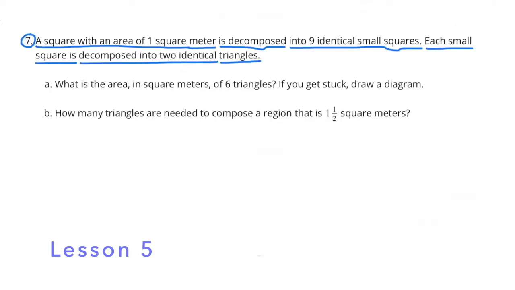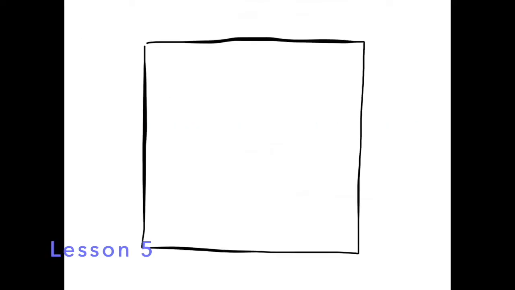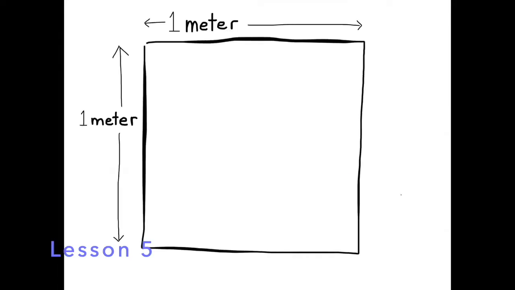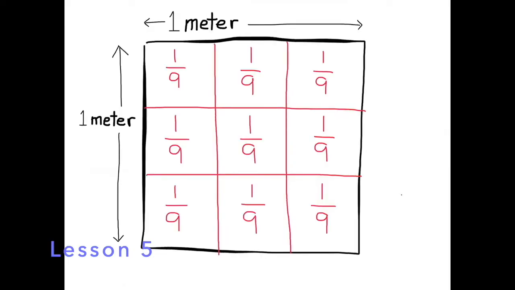Number 7. A square with an area of 1 square meter is decomposed into 9 identical small squares. Each small square is decomposed into 2 identical triangles. A. What is the area in square meters of 6 triangles? If you get stuck, draw a diagram. I'll draw a diagram and I'll start with 1 square meter. Then I'll divide it equally into 9 squares. Each square is 1/9 of the meter.